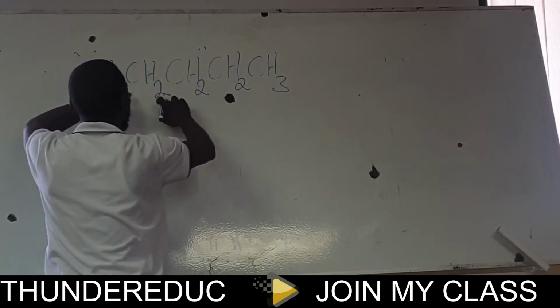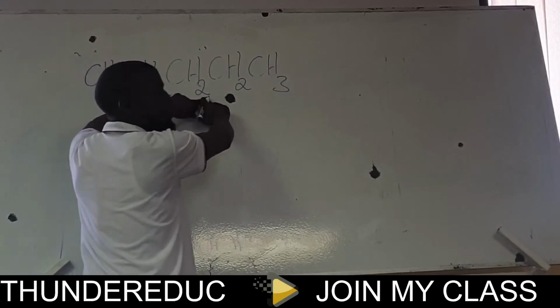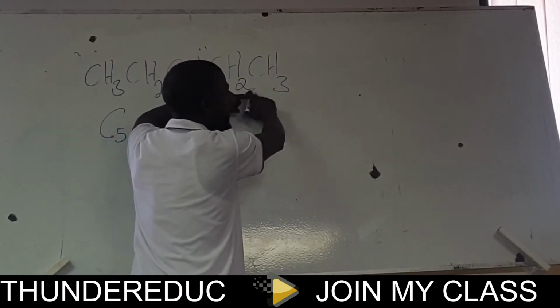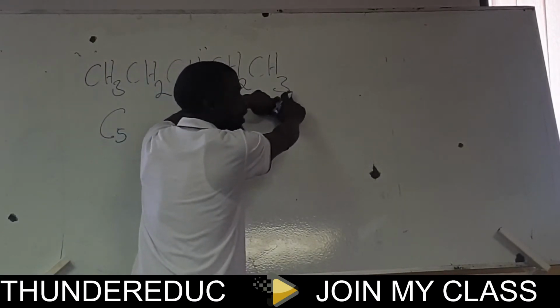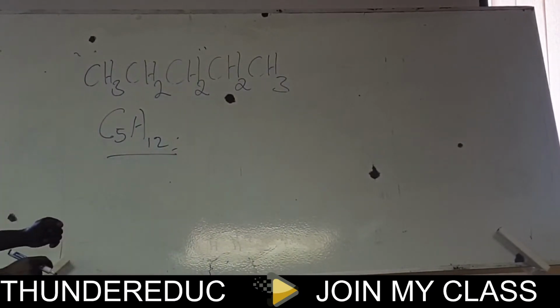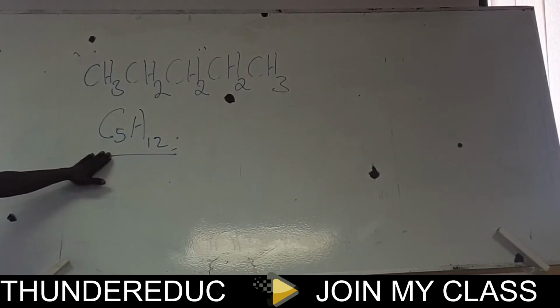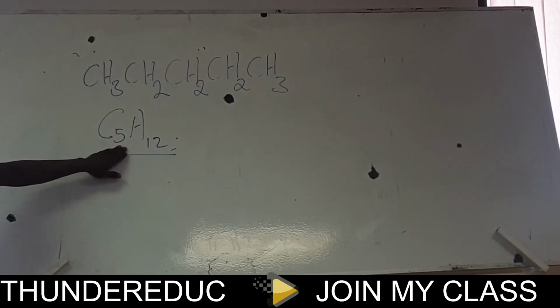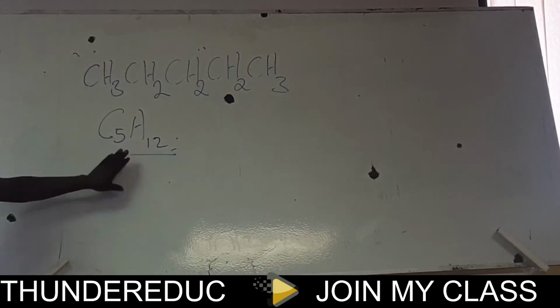2 times 5 plus 2 is 12. C5H12. This is the molecular formula. Then they ask you, write down different isomers of this.